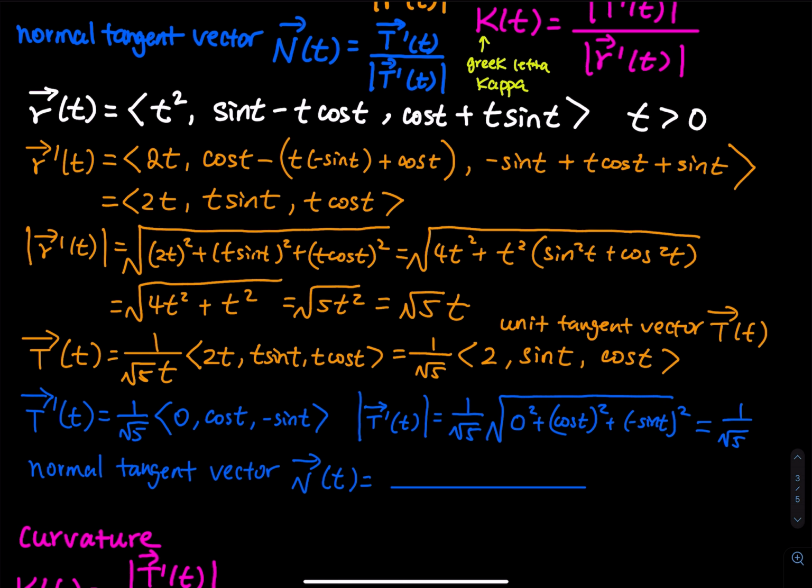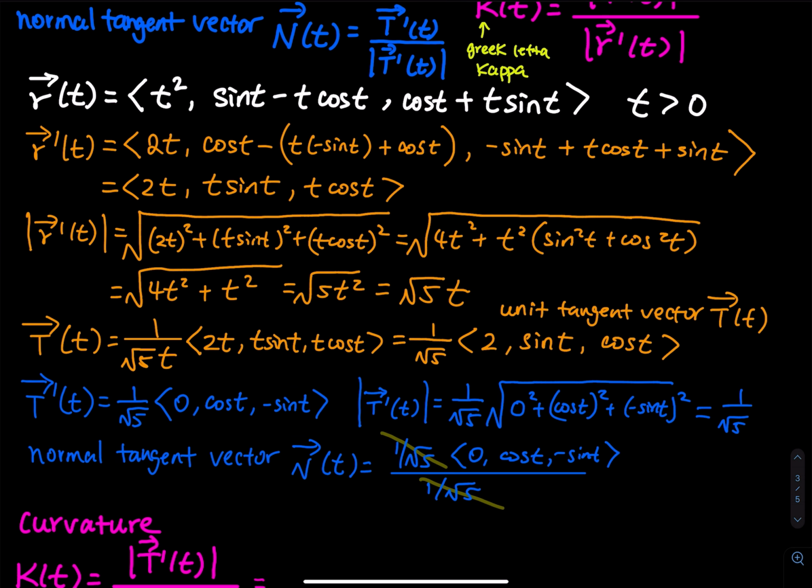And then that becomes what? So look at the blue formula above. You have the derivative divided by the magnitude. So the magnitude is 1 over square root of 5, and then the derivative is 1 over square root of 5 times 0, cosine of t, and then negative sine of t. The numbers are so nice because we can just get rid of the fraction, right? Do you see this? We can just get rid of the fraction. So after you get rid of the fraction, what do you get? You have 0, cosine, and then negative sine of t.